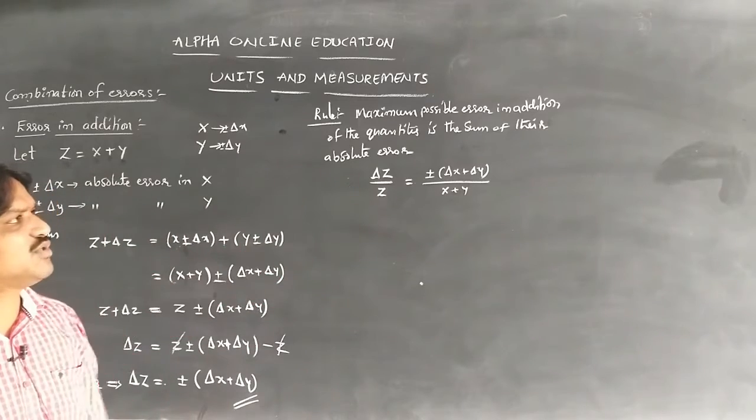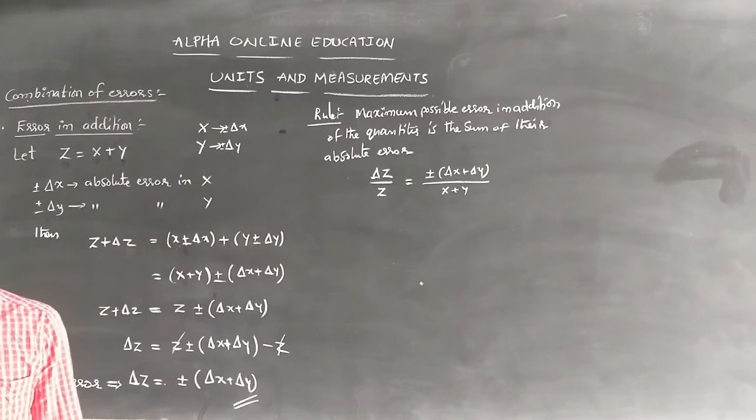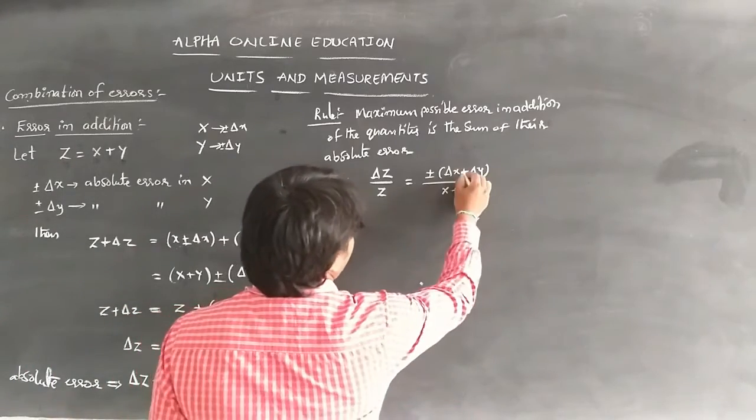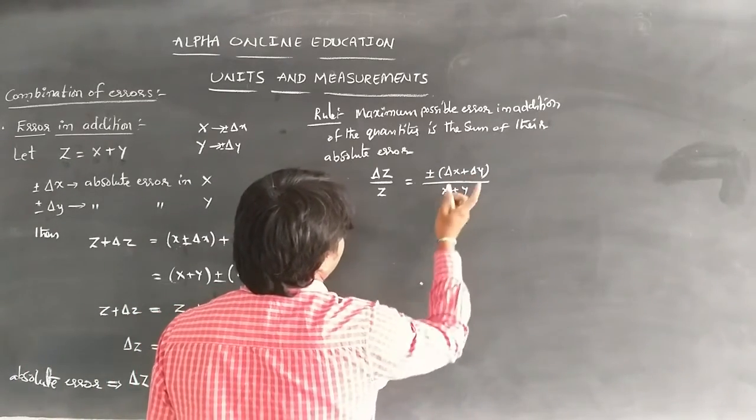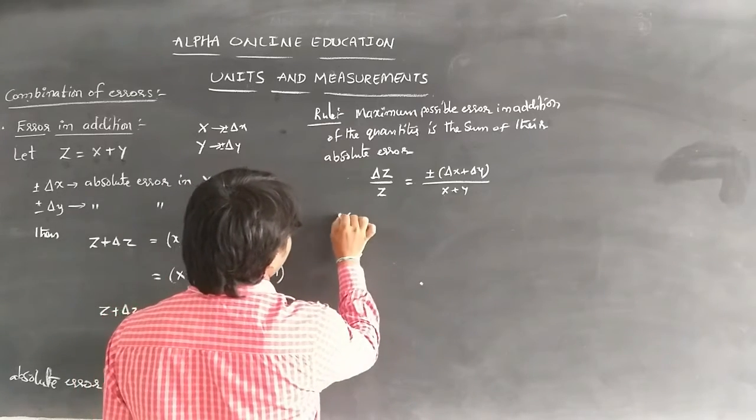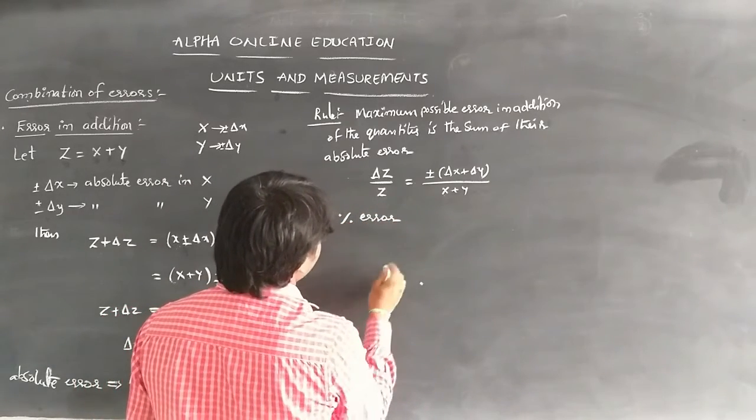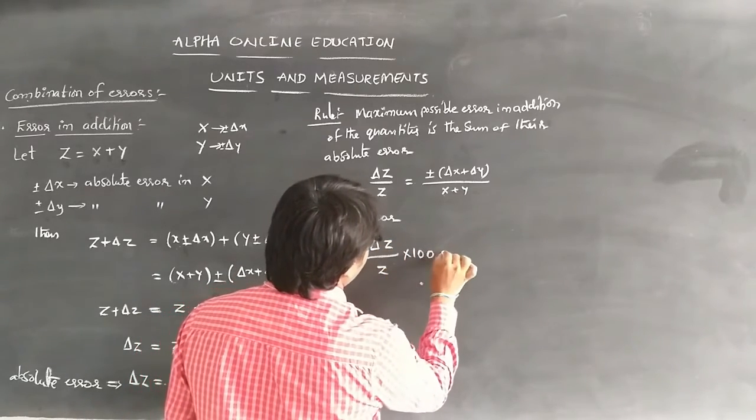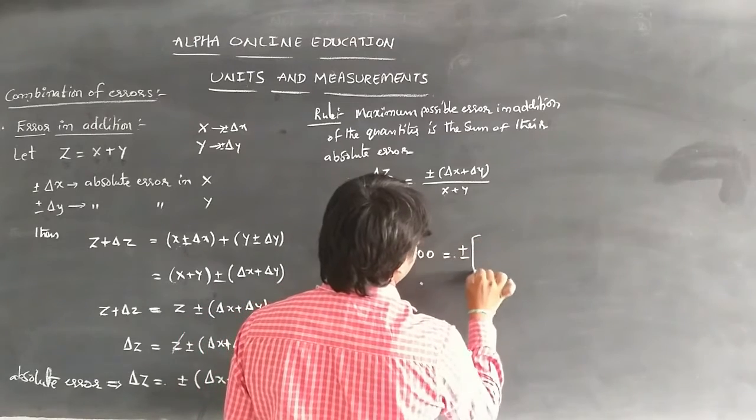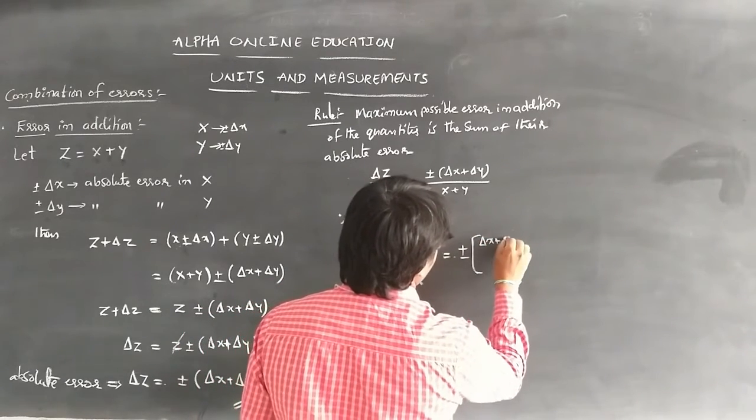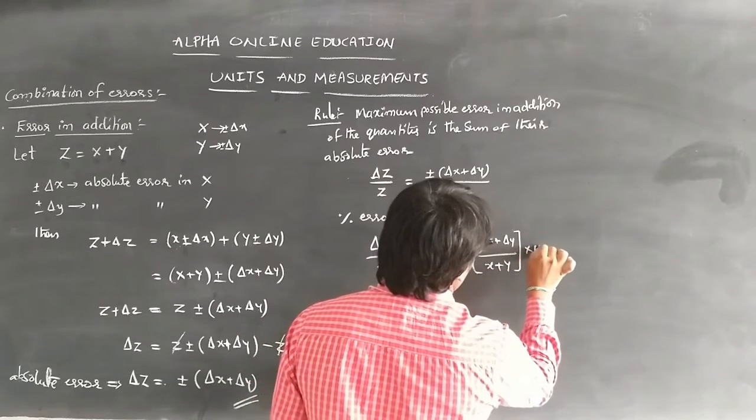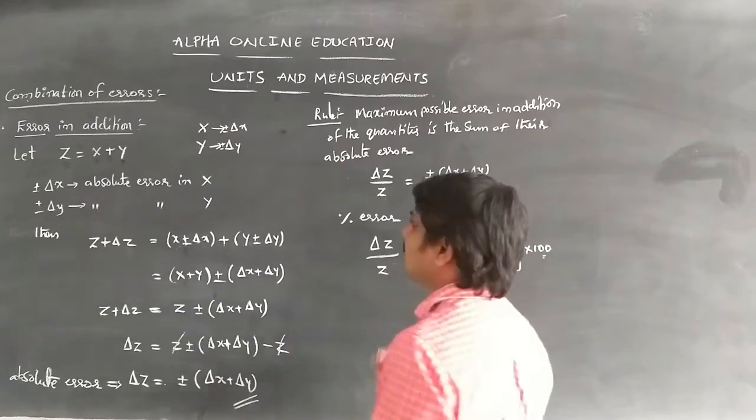The maximum possible error in addition, delta Z by Z, is equal to plus or minus delta X plus delta Y by X plus Y. So the percentage error, which can be taken as delta Z by Z into 100, is equal to plus or minus delta X plus delta Y by X plus Y into 100. So this is the error in addition.